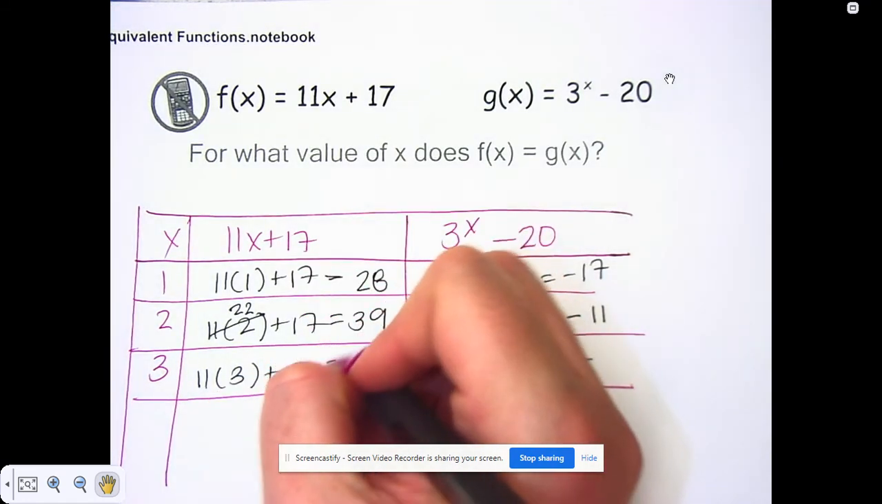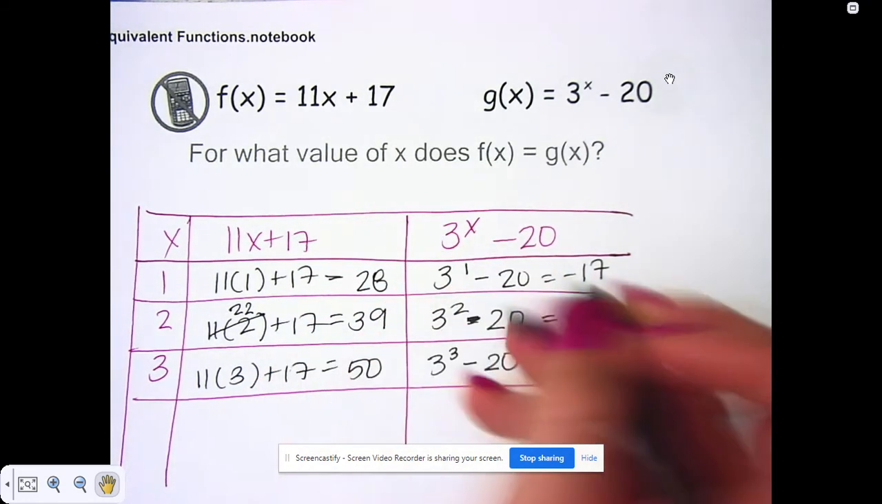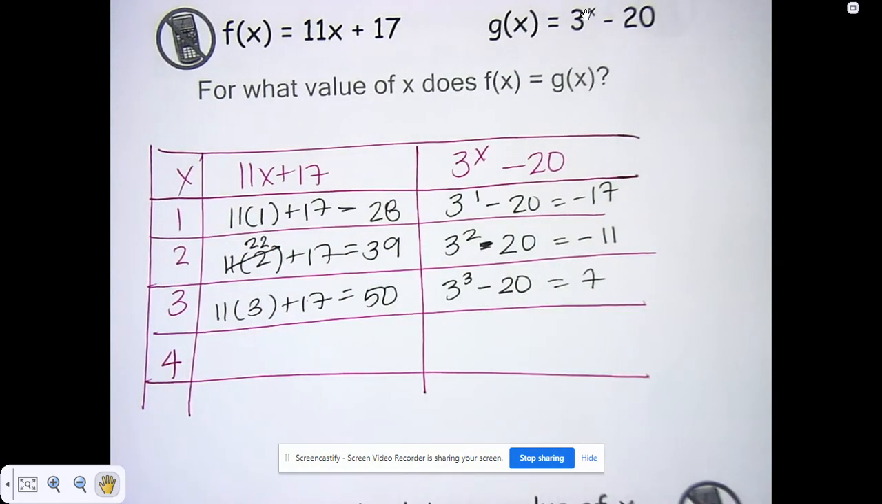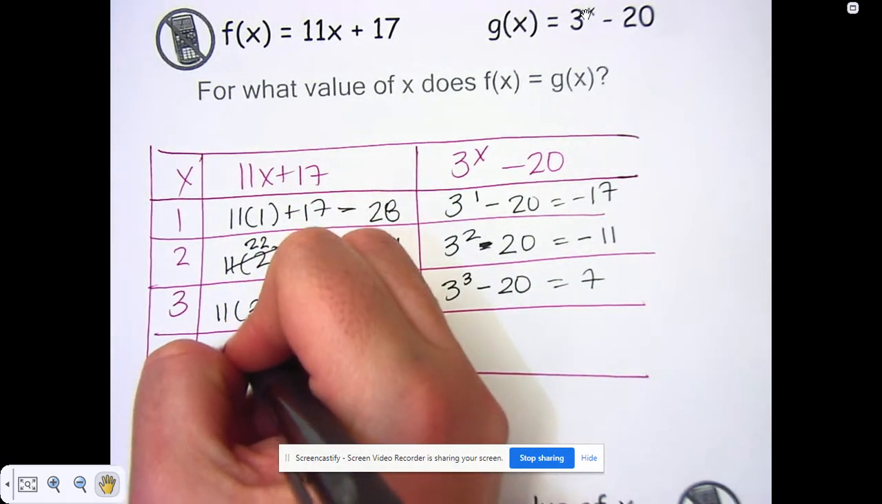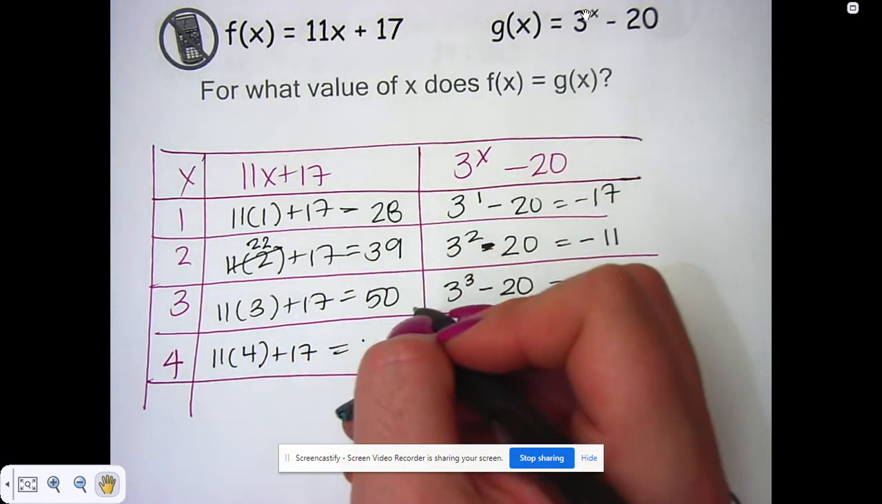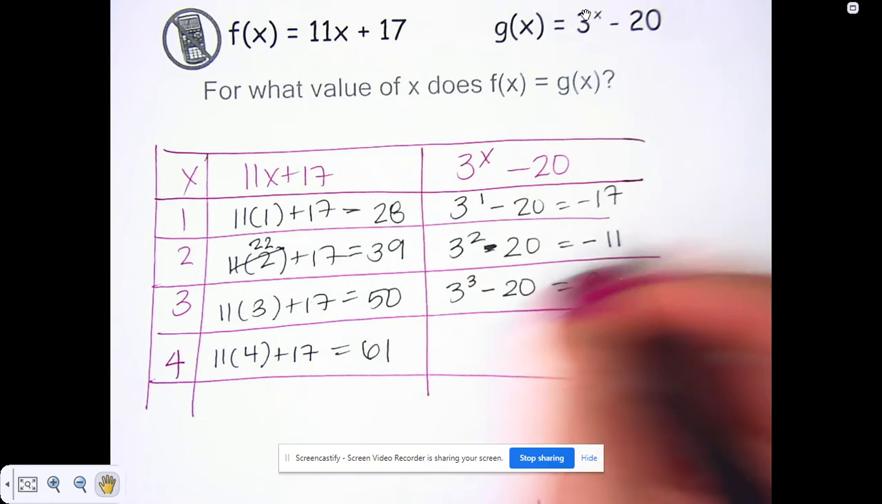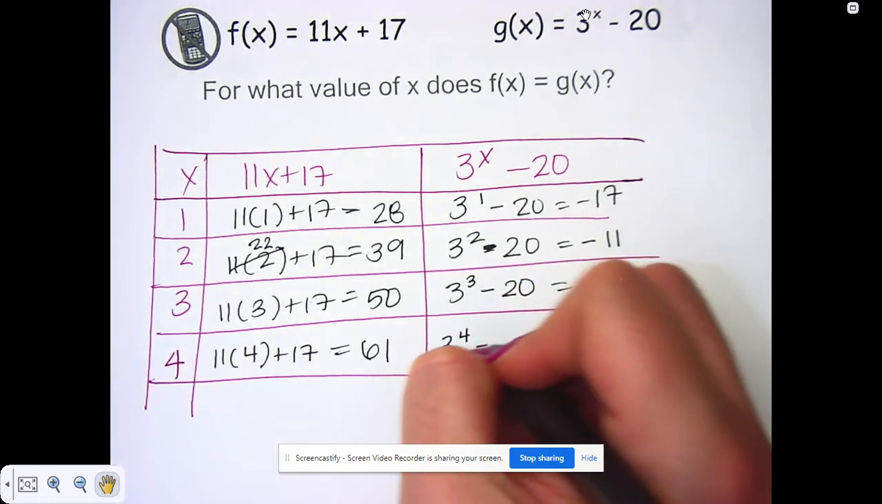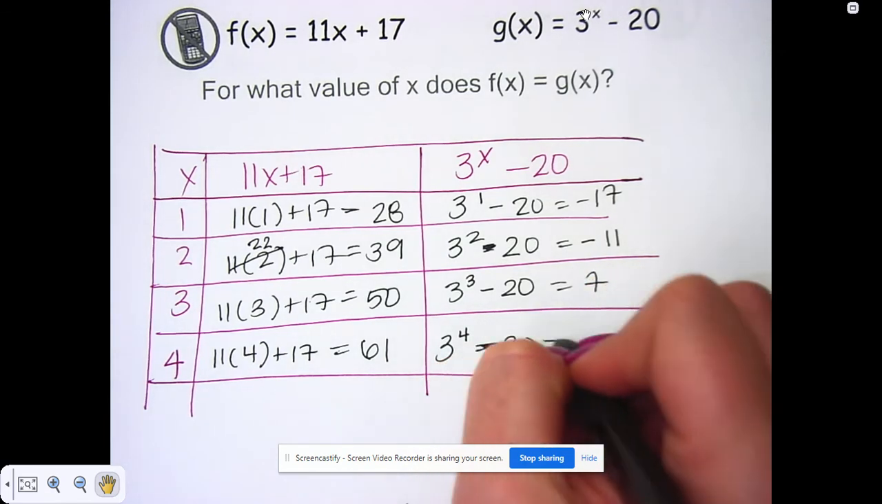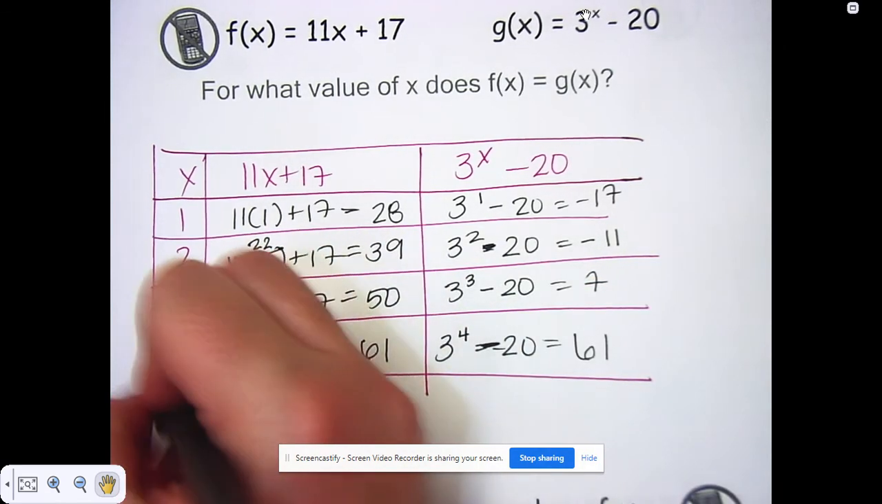33 plus 17 is going to be 50. So I'm still going to have to keep going here. Let's try 4. So 44 plus 17 is 61. 3 to the 4th, which is 81, minus 20 is 61. So our answer would be 4.